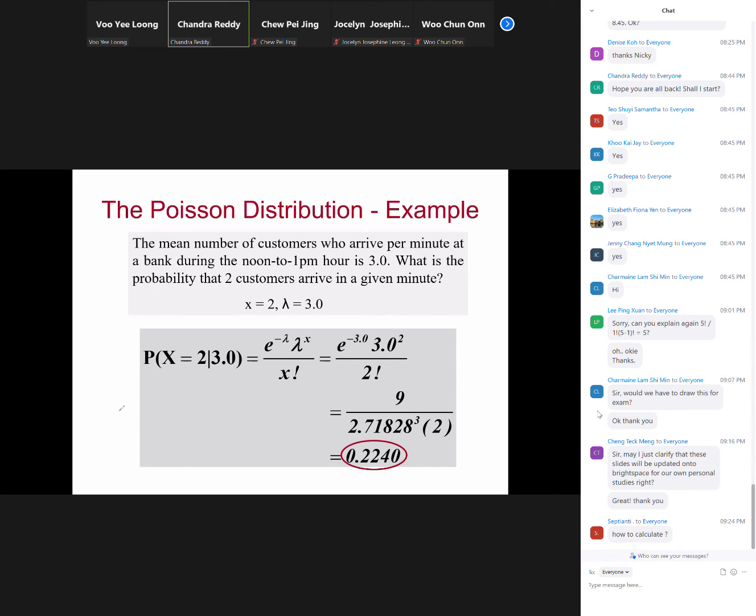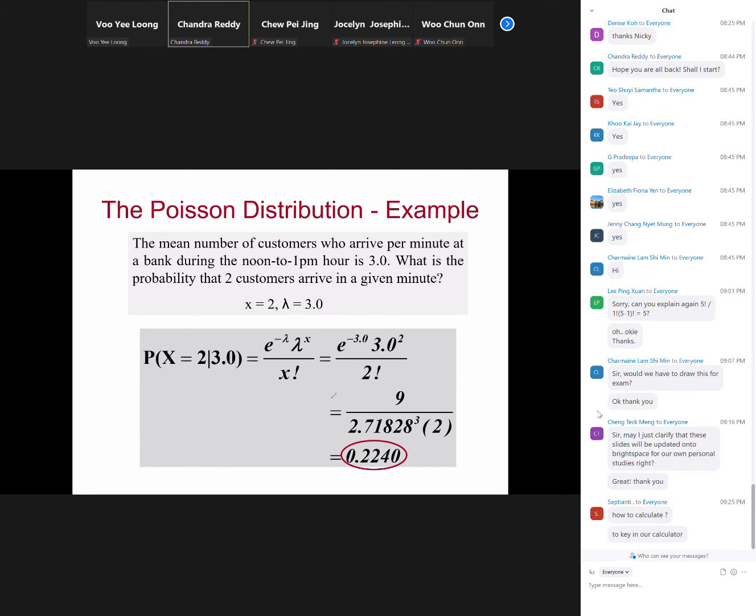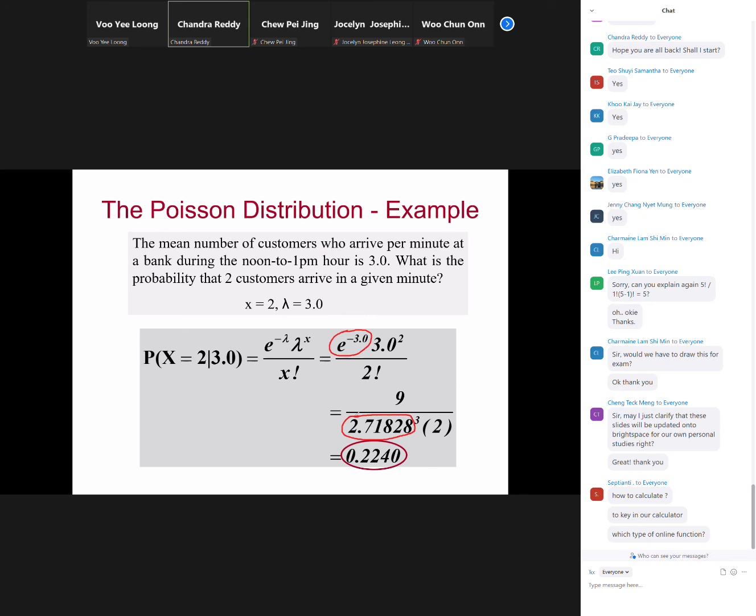So CPT is asking me how to calculate. There's an online calculator. You can try to do the exponential also. Otherwise, your calculator will have the exponential button. If you're not very sure, then you can use the number 2.71828. Then you can raise to the power of 3. There will be an exponential button, E button, in some scientific calculators. So if you don't have the exponential, never mind, you can just type in 2.71828.